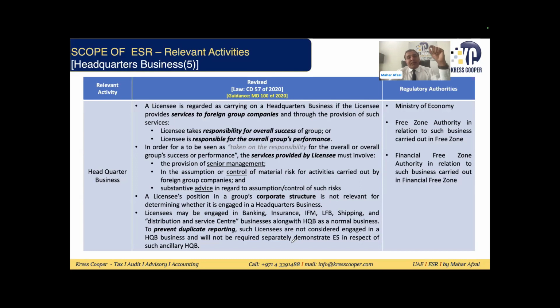So whenever senior management is involved, setting direction, giving control, monitoring, taking risk, giving advice, all these functions, whenever they are performed, it will be assumed that the company is responsible for the overall performance and success. Then if the company is responsible for the overall performance and success of the group, it will be assumed the company is involved in the headquarter business.